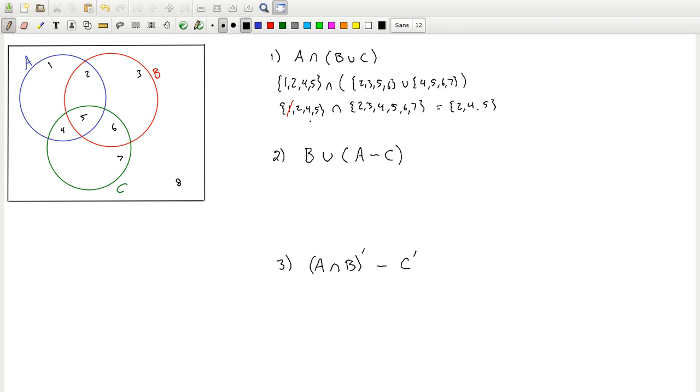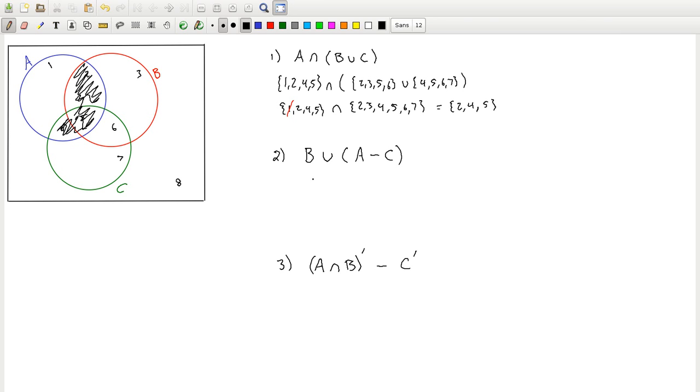Any other element isn't in A. Those are the only choices that we could have in A. So those are the only possibilities we have for the intersection. So 2, 4, and 5 are the regions that are in A intersect B union C. So 2, 4, and 5 would be everything in region 2, everything in region 5, everything in region 4. So it would be that part of our Venn diagram.